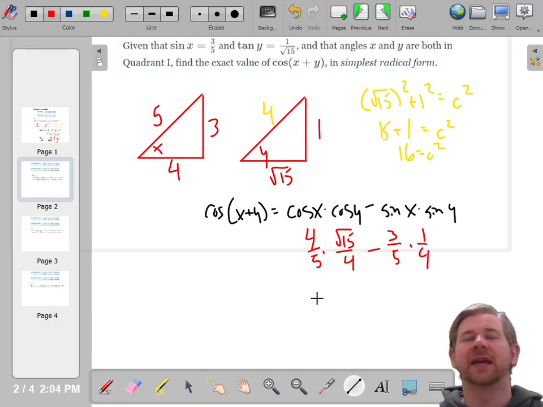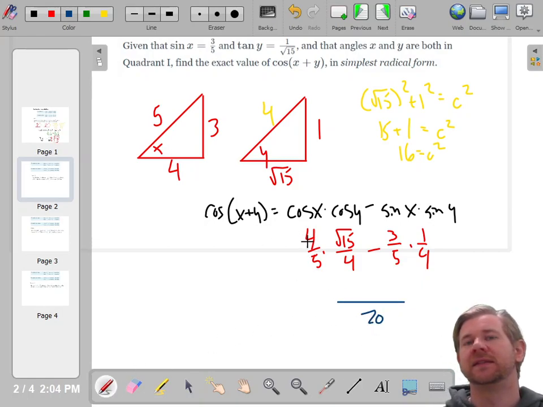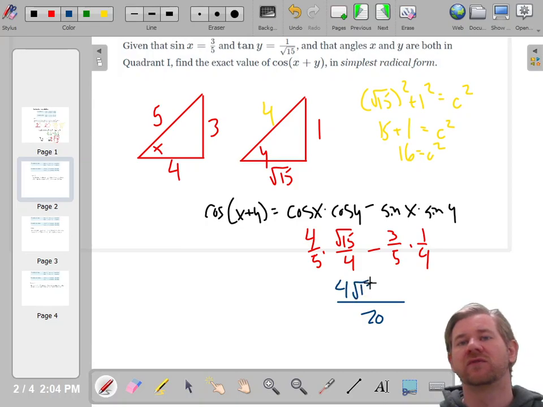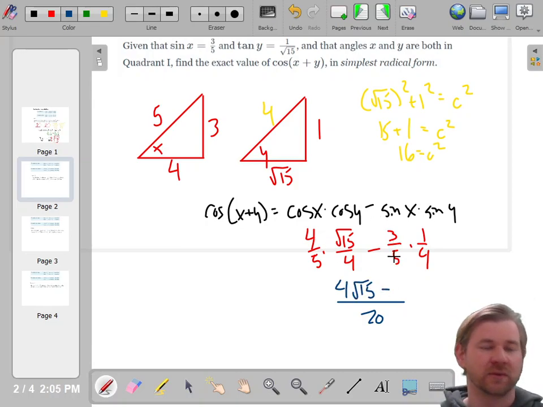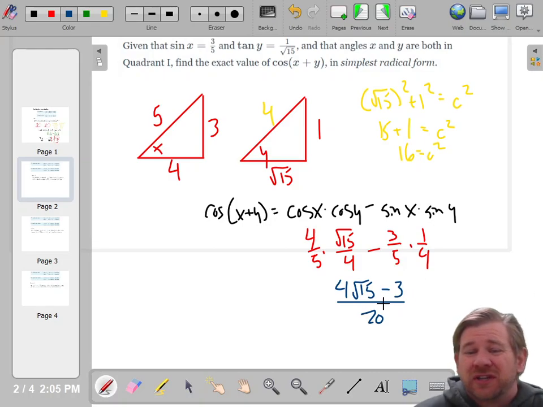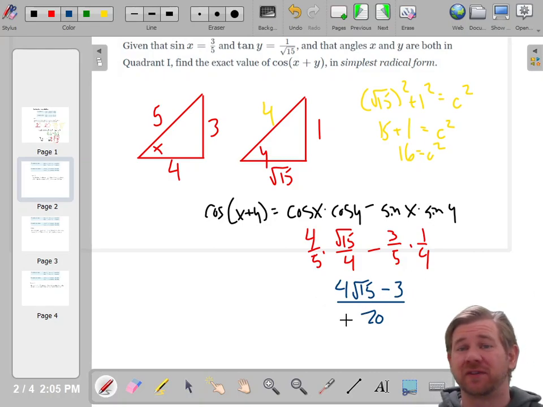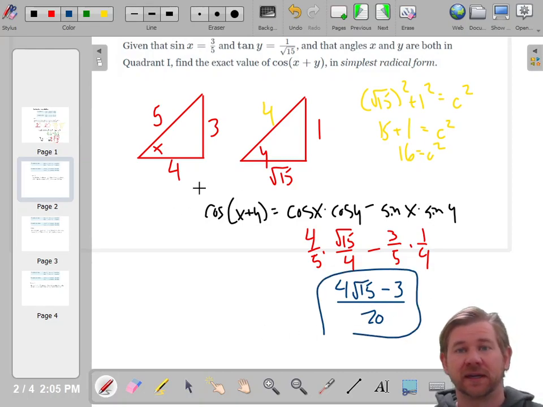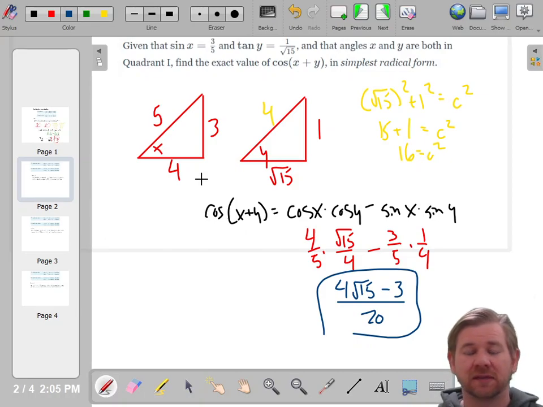So we kind of got lucky again. The denominator is 4 times 5 in both of them, so that's 20. And in the top, I have 4 radical 15 minus 3 times 1, which is just 3. That looks pretty messy, but you don't have any like terms in the top. And 3 doesn't even go into 20, so I'm not really able to clean this up very much. You can't simplify the radical. You don't have a radical in the denominator. That is your best answer. Okay, it's messy, but that's okay. It can be messy.